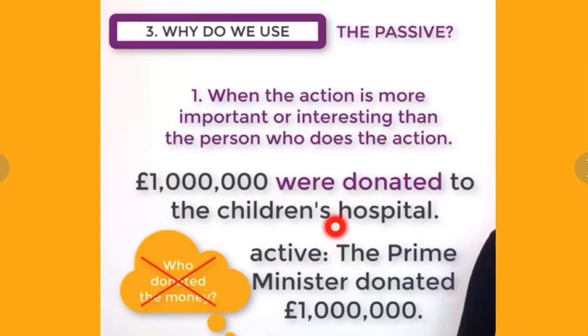So, when the action is more important or interesting than the person who does the action. For example, 1 million pounds were donated to the children's hospital.